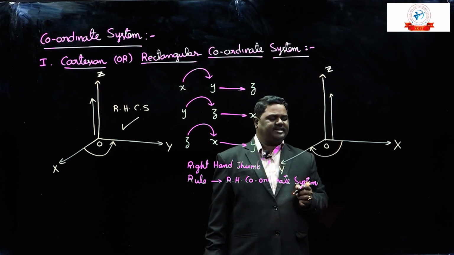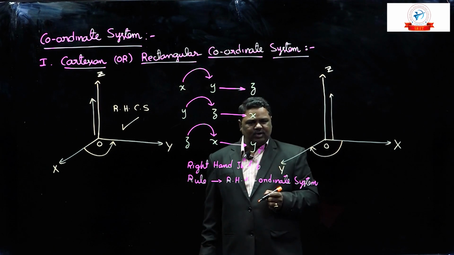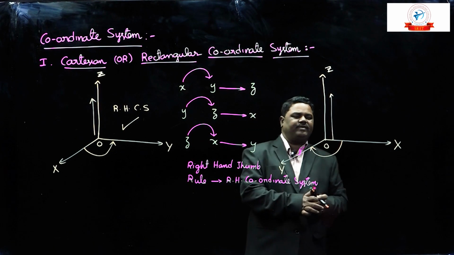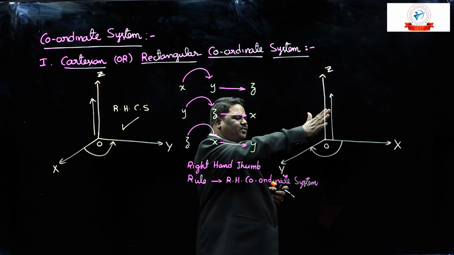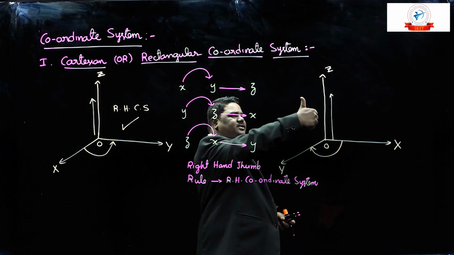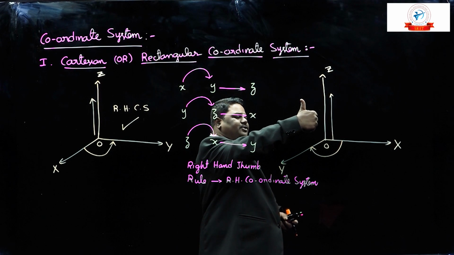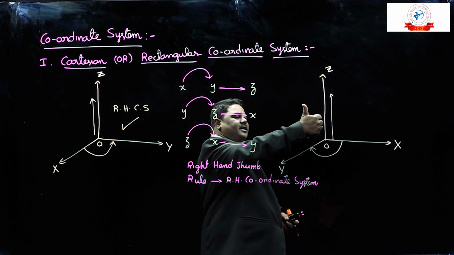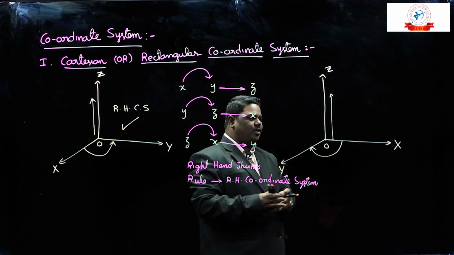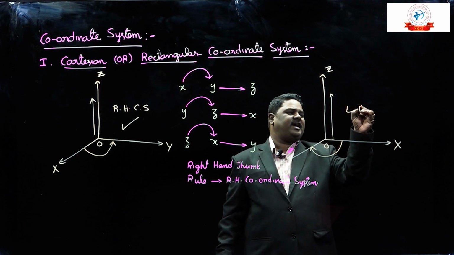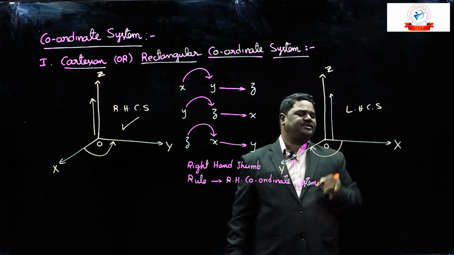Now this will coincide with right hand thumb rule or left hand thumb rule. So it will coincide with left hand thumb rule. These four fingers rotate from x to y, then the thumb shows z direction. So now this obeys a left hand thumb rule. So the coordinate system is called left handed coordinate system.